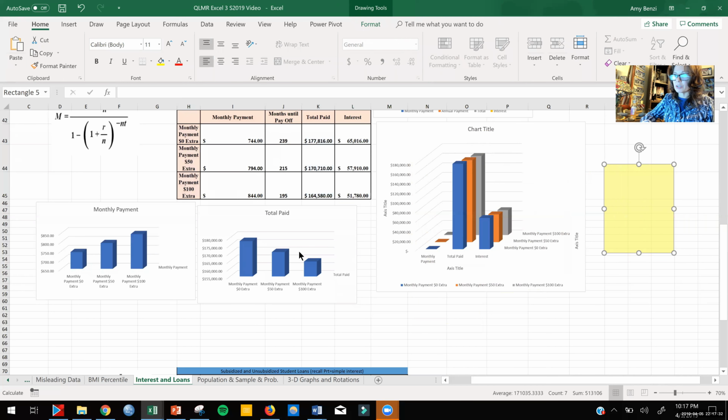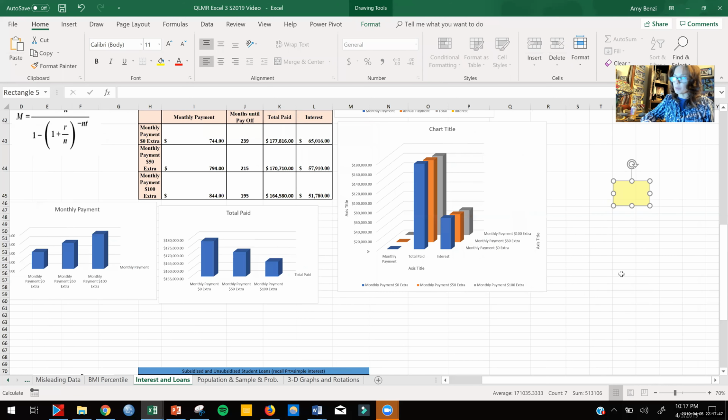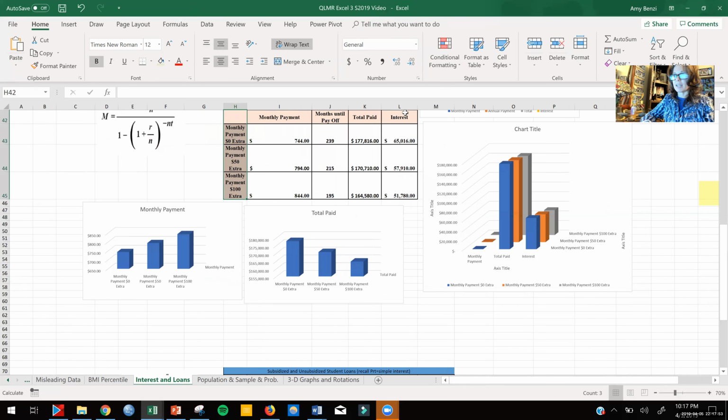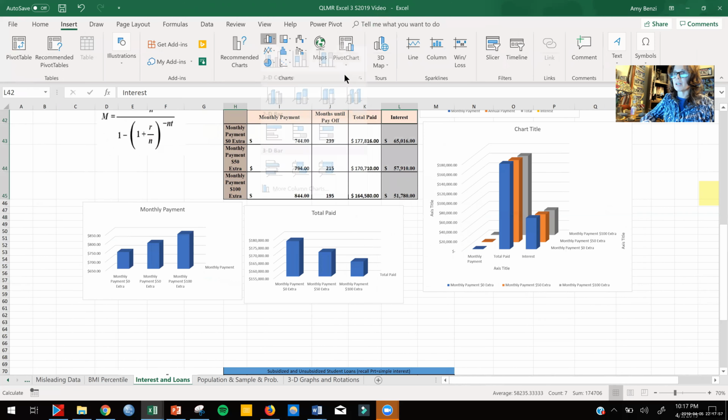But look at your total paid here, you guys. You know, you pay a lot less. This amount down here on the right is the total amount that you paid relative to if you paid nothing extra. So there are all kinds of ways that it benefits you to pay that little bit of extra. All right, let's take a look at our last one here at interest. And we are going to insert that 3D column chart again.